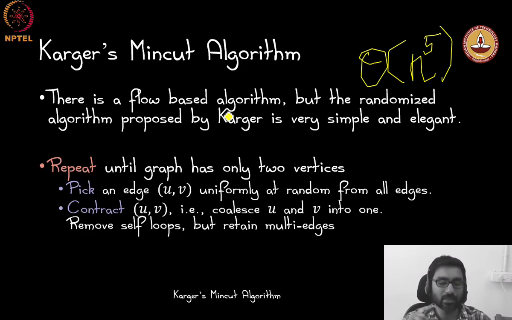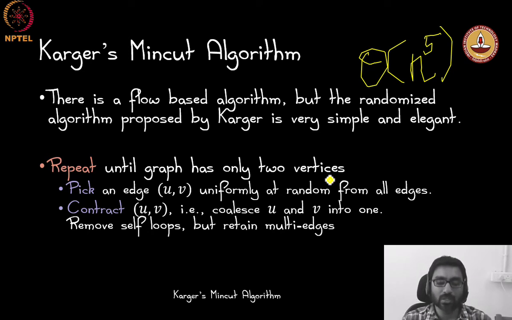So you'll see this. Here's the algorithm, and it's very simple. You just repeat this process of contraction n minus 2 times, because each time you contract, you will be coalescing two vertices. So you can do that n minus 2 times before you're left with just two vertices. Repeat until the graph has only two vertices. Now, let's pick an edge uniformly at random from all the edges.